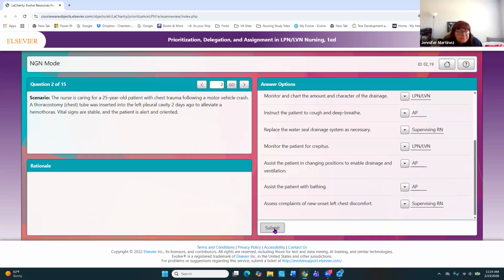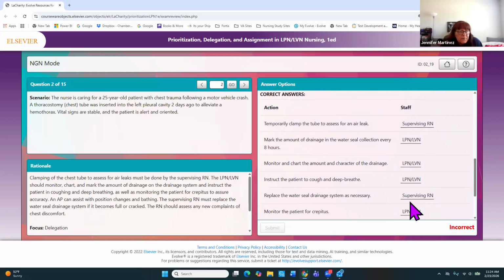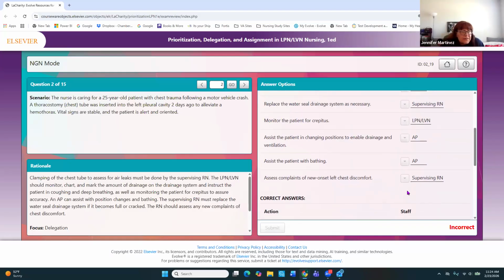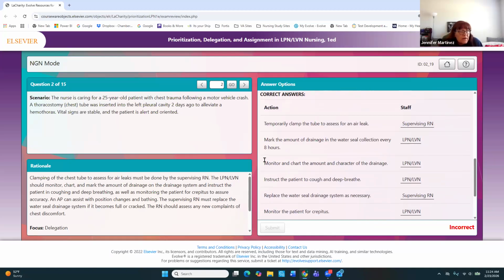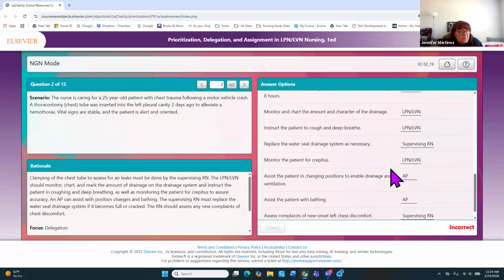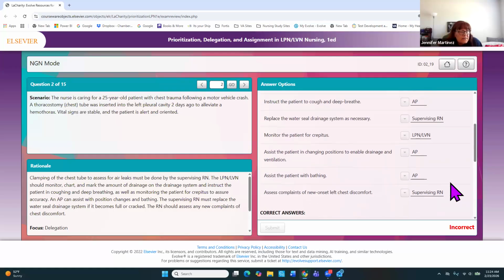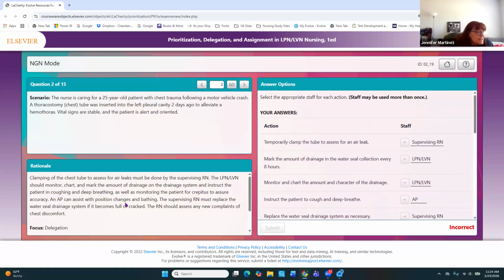RN. All right. What did we do? So we did: can the RN temporarily clamp the tube to assess for an air leak? I'm trying to see which one we didn't get right. So clamping of the chest tube to assess for air leaks must be done by the supervising RN.